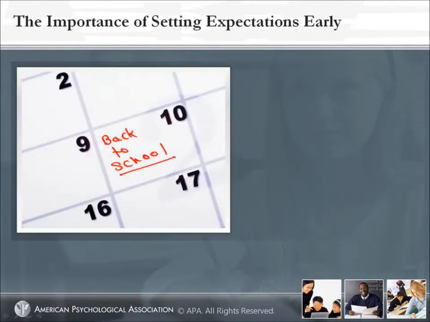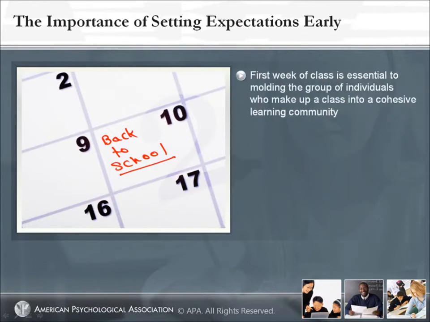Wong emphasizes the importance for teachers to establish expectations for students in the classroom, especially at the beginning of the year. The first week of class is essential to molding the group of individuals who make up a class into a cohesive learning community. Establishing a set of rules is a critical step toward creating a classroom where students respect each other and pursue learning.